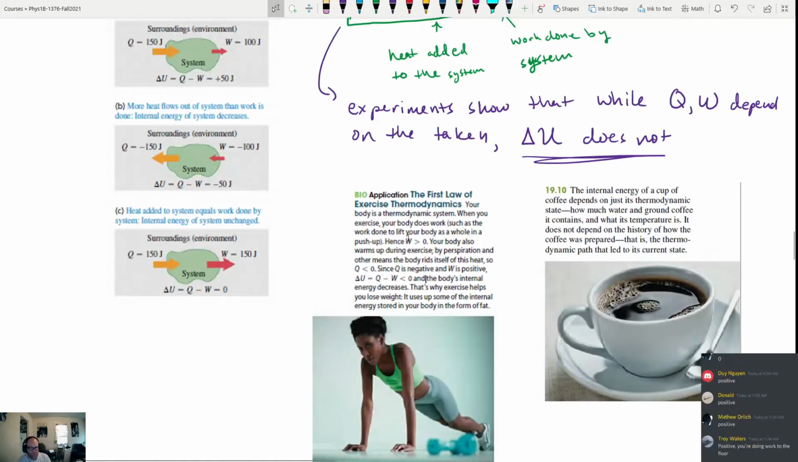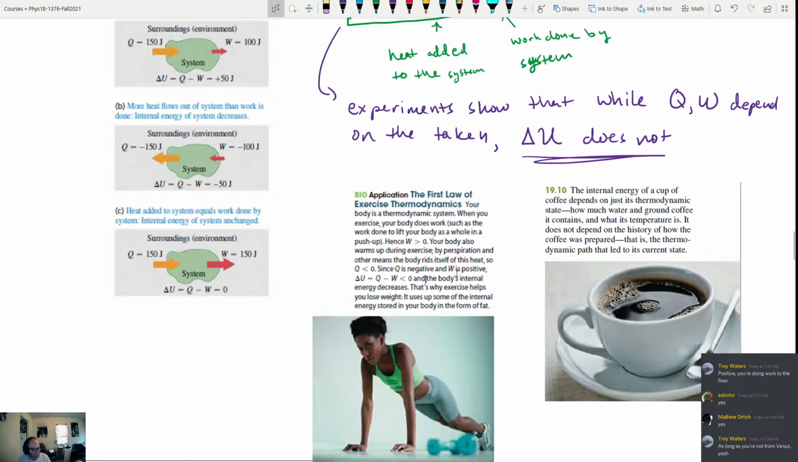Yep. It says you lift your body as a whole in a push-up. Work is greater than 0. Your body also warms up during exercise. You all agree with that statement? We all warm up when we exercise, right? You go out and you start running. Your body heats up. You start sweating to cool down. That's obvious, right? So our body warms up, and then by perspiration and other means, the body rids itself of heat. If you think about it, we're not taking in heat when we do exercises. We're trying to get rid of the heat that we've produced. By doing the exercises, our body heats up.